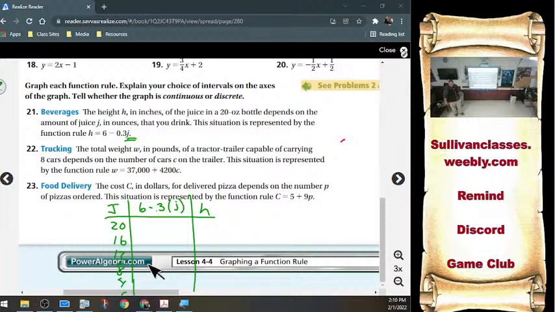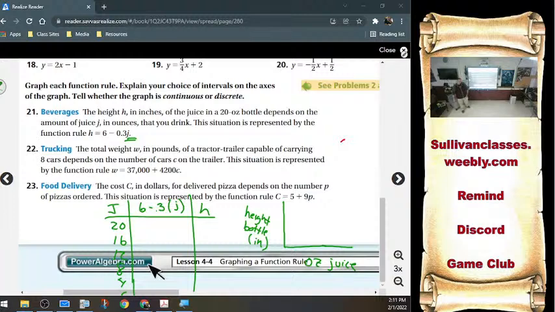Plug those into J and get the heights. And then again, you'll have that graph where this is ounces of juice left. This is the height of the container bottle in inches. So plug 20 in, find your H. Plug 16 in, find your H. Plot points.